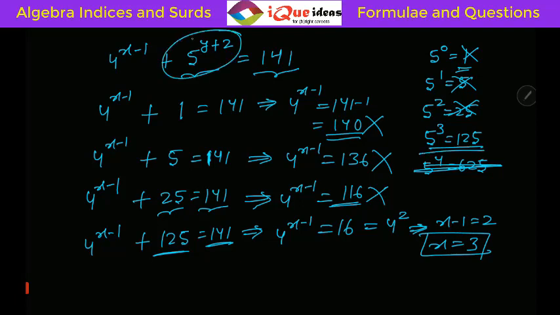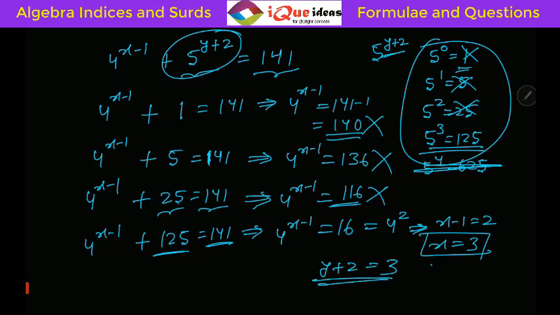And here the power of 5 was given as 5 raised to the power y plus 2. That means y plus 2 is equal to 3. So this gives us y equal to 1. So we are going to get the same answer in any case. Alright. But this would be a little faster and better as compared to solving the equations. Okay. Now let's go to the next question.